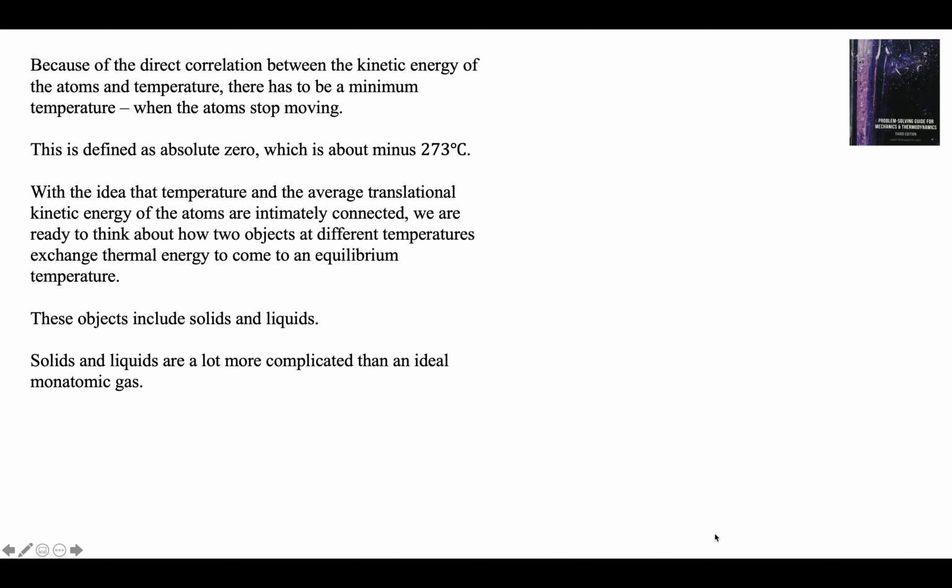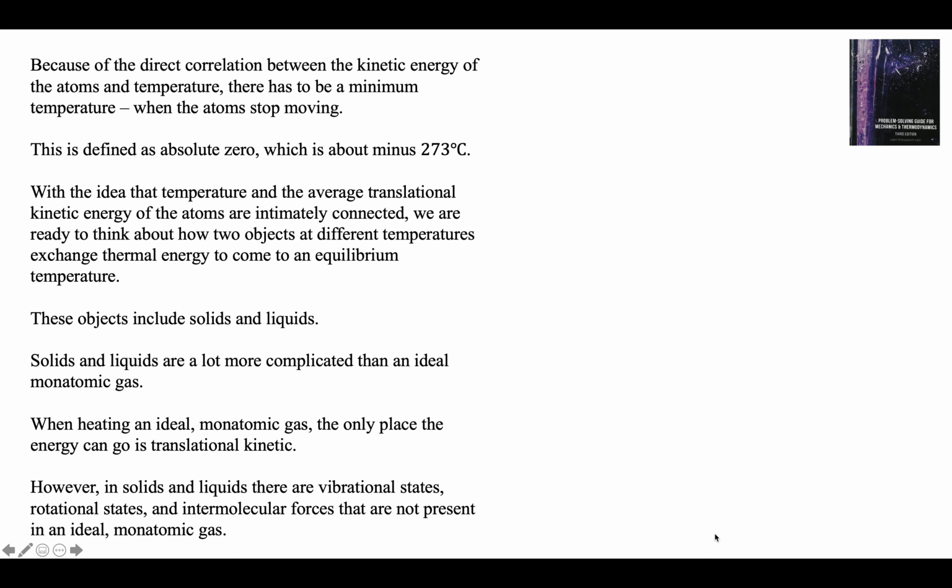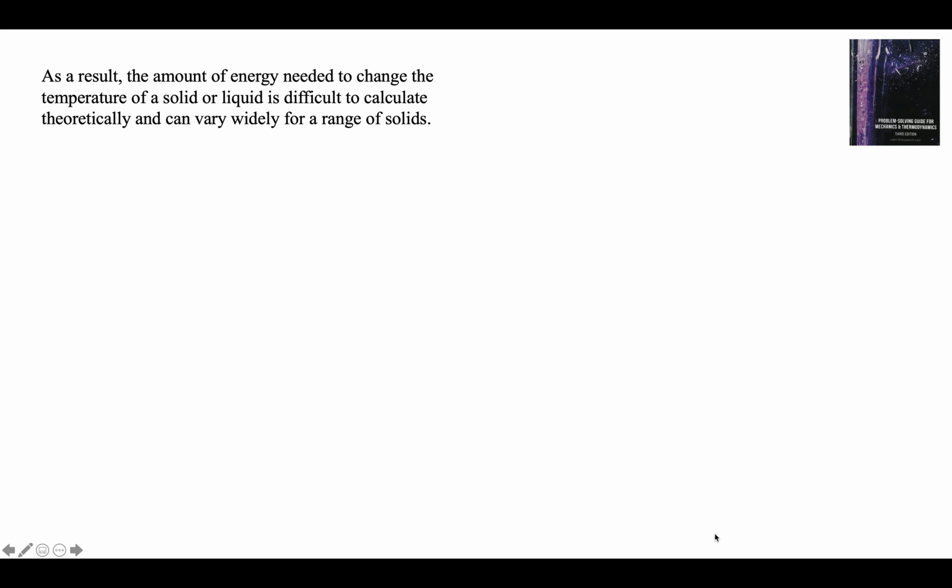Solids and liquids are a lot more complicated than an ideal monatomic gas because there are intermolecular forces. When heating an ideal monatomic gas, the only place the energy can go is translational kinetic. You got to get it moving faster. But in solids and liquids, there are all sorts of vibrational states, rotational states, intermolecular forces like hydrogen bonding that are not present in an ideal monatomic gas, so they're going to be a lot more complicated. So the amount of energy needed to change the temperature of a solid or liquid is difficult to calculate theoretically. And it varies widely for different solids.